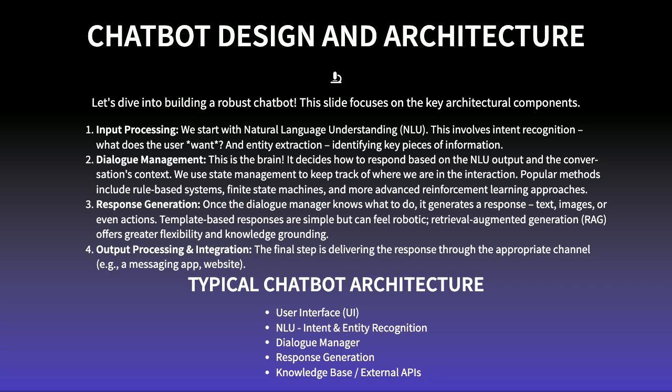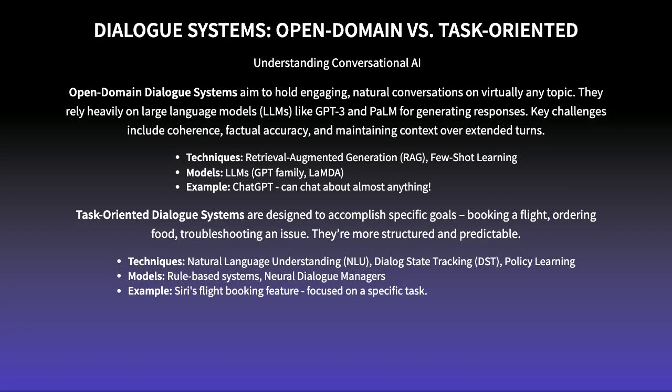We start with natural language understanding, or NLU, which helps us figure out what the user wants. Then comes dialogue management, really the brain of the chatbot. It decides what to do next based on everything we've gathered so far. After that, we generate a response, and finally, we deliver it through the right channel. It's usually structured like this: you have your user interface, then NLU for understanding intent and entities, followed by a dialogue manager to control the conversation flow, a way to generate responses, and often access to an external knowledge base or API.